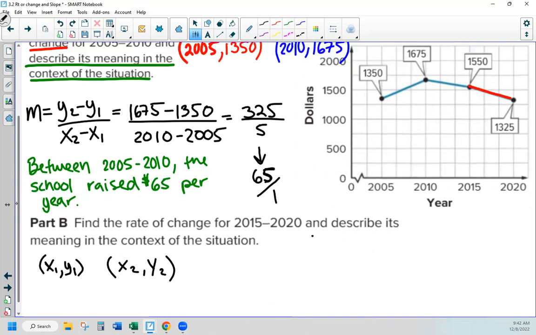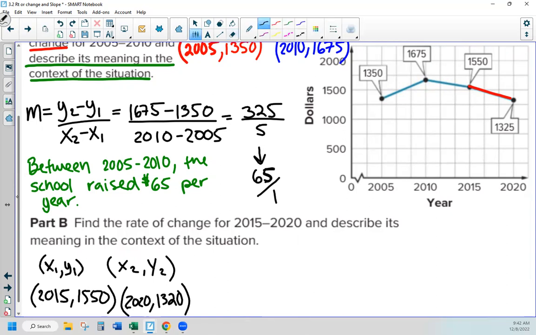I always say it doesn't matter which point is your x1, y1. It doesn't matter, but to keep it clean, I'm going to go from left to right. So 2015 is my x. My y for that is 1550. And then x2, y2 would be 2020 with a y value of 1325. And those students got lazy raising money, huh?